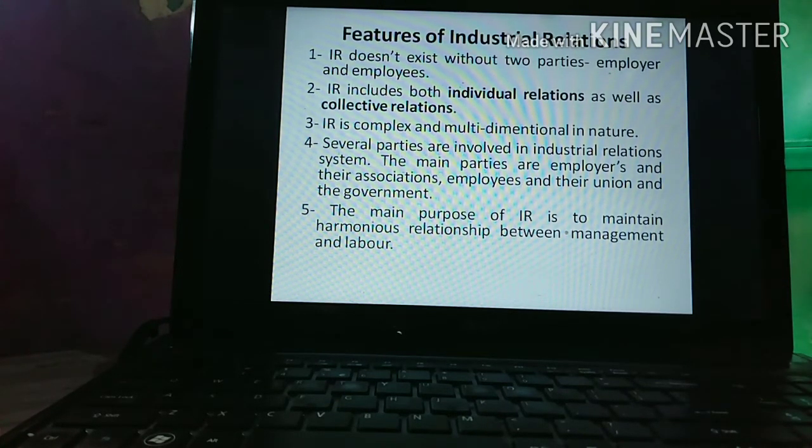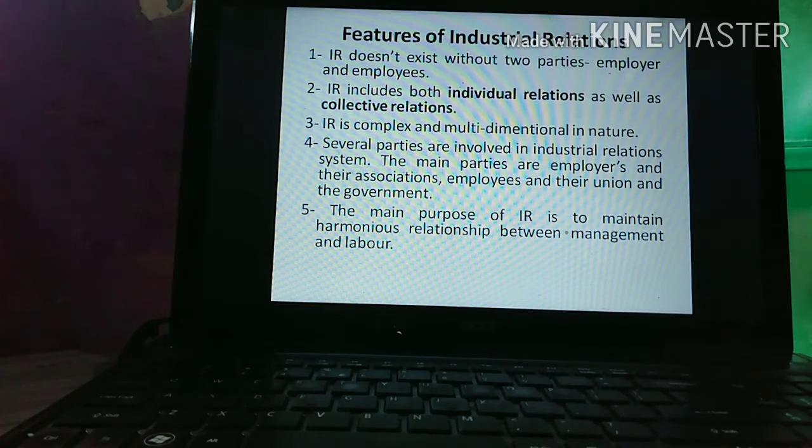Next is the features of industrial relations. There are various features of industrial relations. Number one is that industrial relations do not exist without two parties. It's very true. Two parties are there to define the meaning or definition of industrial relations. Number one is the employer and the second one is the employees.